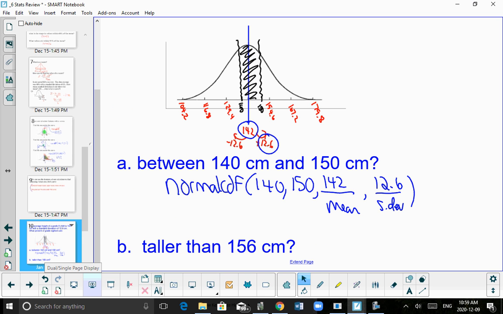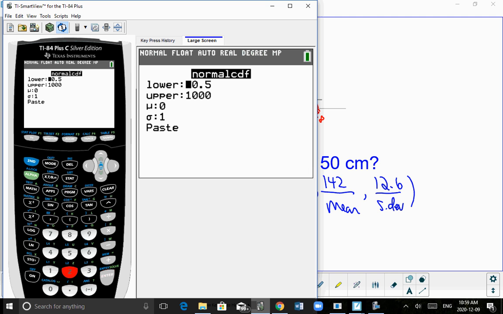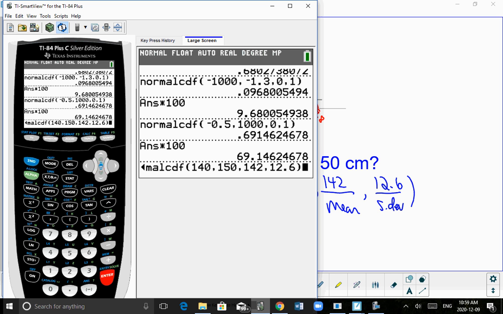So we're going to go second VARS, number 2. So we've got 140 for the lower, 150 for the upper, 142 for the mean, and 12.6 for the standard deviation. So again, TI-83 people, you're going to plug yours in exactly the way it appears here with the commas.